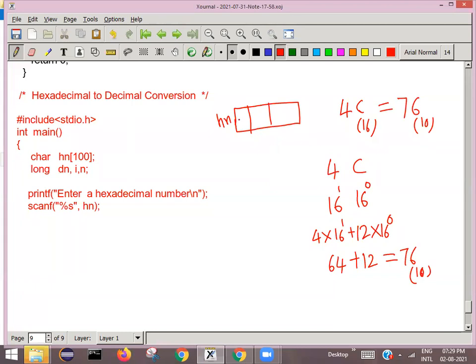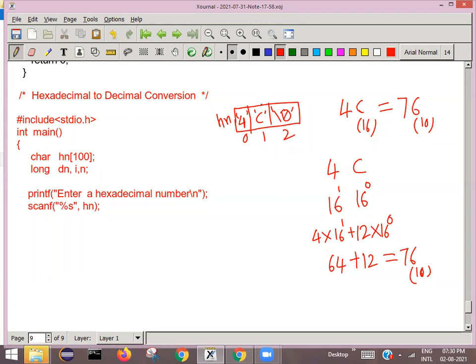Okay, so when I say enter 4C, I enter it and it will be stored in the array in this format, ending with \0. All are characters. This is 0, this is 1, and this is 2. So what you need to do is, this is the first character, you need to multiply with 16 power 0. Then this is the second character, you need to multiply with 16 power 1.